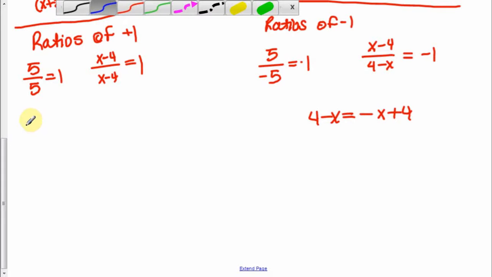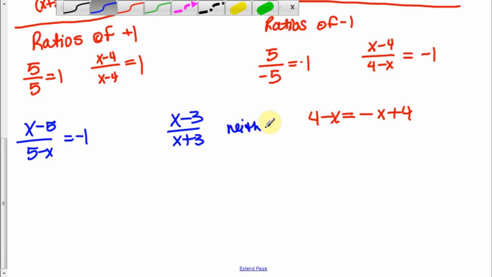All right, so let's look at this one. Identify if the ratio is equivalent to 1, -1, or neither. X minus 5 over 5 minus x. Is this equivalent to 1, -1, or neither? -1. That's right. Okay, what about this? X minus 3 over x plus 3. Neither. It's neither. Because they're not opposites of each other.